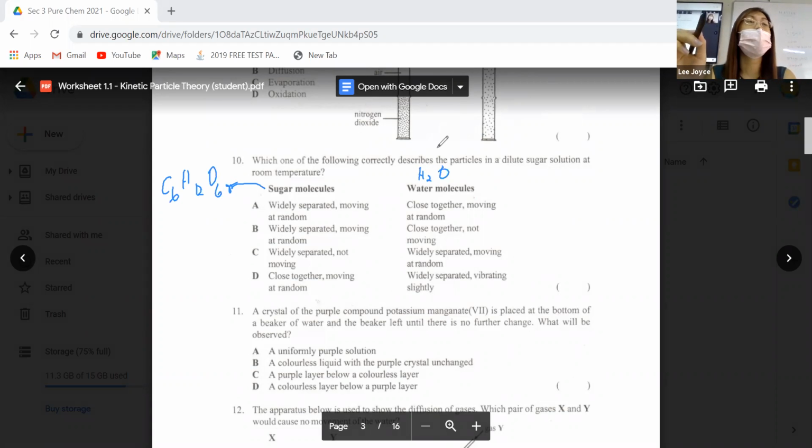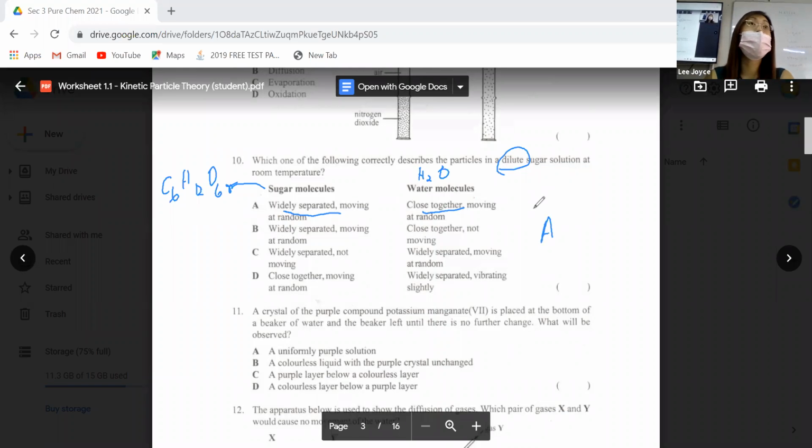One molecule of water has how many atoms? 3. But the sugar molecule has so many atoms. Obviously, it's bigger. And because it's dilute, it means that there's less sugar. So with less sugar, there are more water molecules than sugar molecules. Do you all agree? So therefore, the sugar molecules will be widely separated, but the water molecules are closer together. Make sense? So that's why A is the answer.